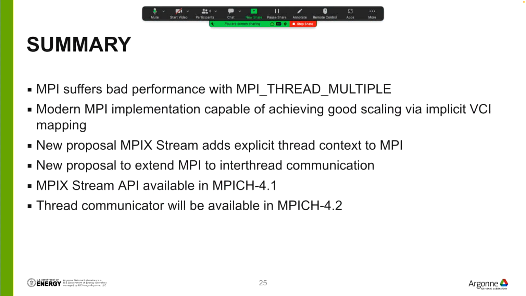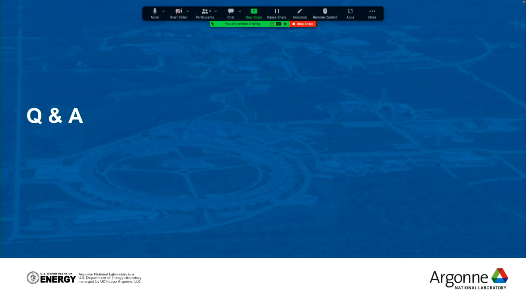All right, here's a summary. MPICH 4.0 offers the implicit VCI mapping, and MPICH 4.1 offers the MPIX stream API. And the thread comm communicator is currently in the main development branch, and will be available in MPICH 4.2, and the release schedule is this year, November. Thanks.